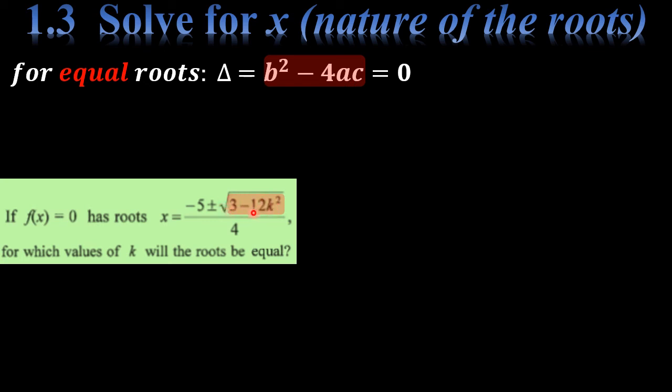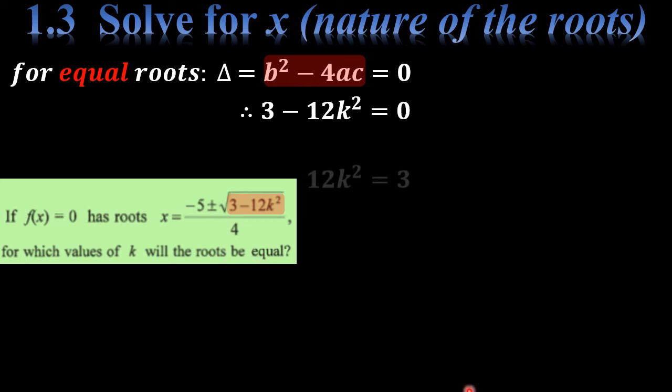So this part is the one that is going to give us the nature of the roots. Okay, and then this part must be equal to what? It must be equal to 0. So where we see this discriminant, we substitute b squared minus 4ac with what? 3 minus 12k squared. Then you remain with 3 minus 12k squared is equal to 0, because the roots are equal. They're supposed to be equal.